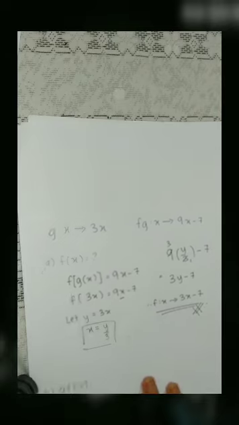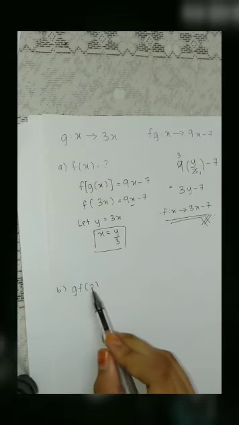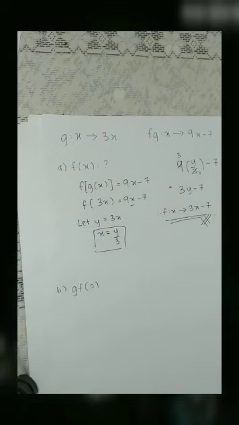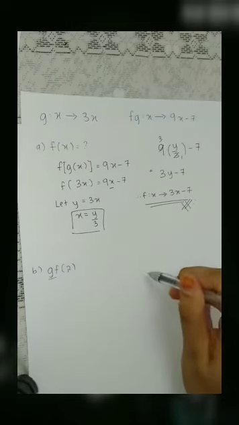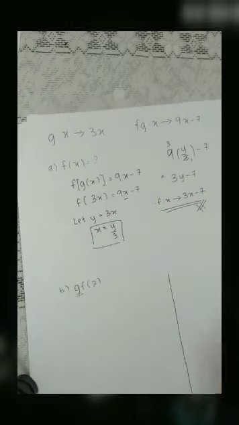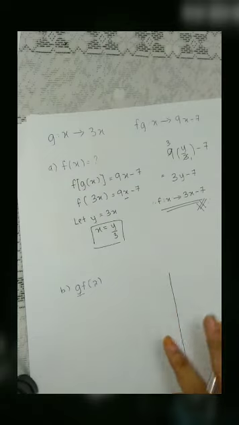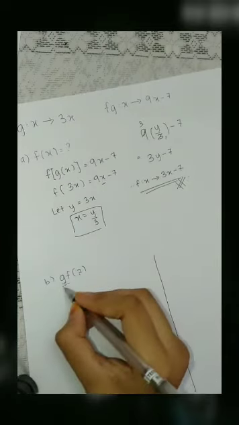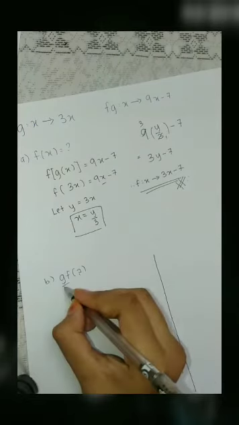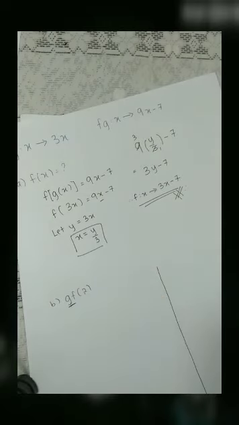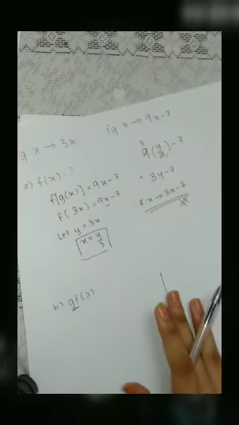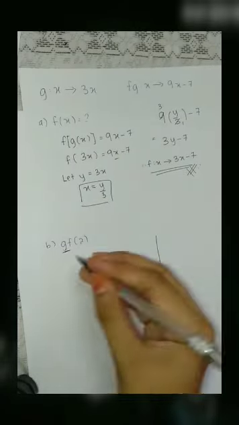And the other question, g(f(2)). This question means that the object of the function gf is 2. For this question, we have two methods that we can use. First, you can find the function for gf first. Just now we already got f, right? So we have to substitute f into g. So g is 3x, so we just have to write like this.